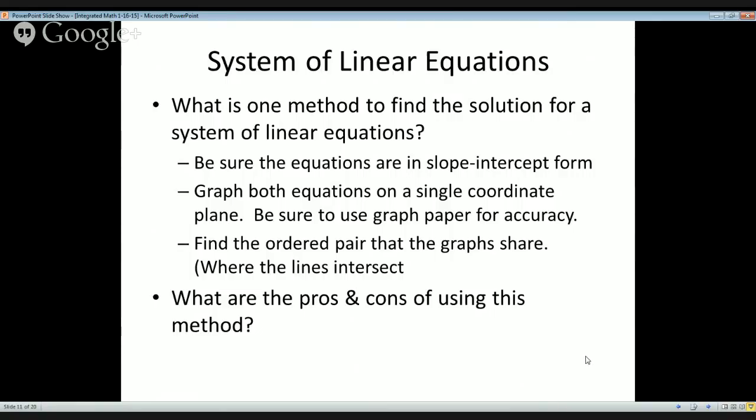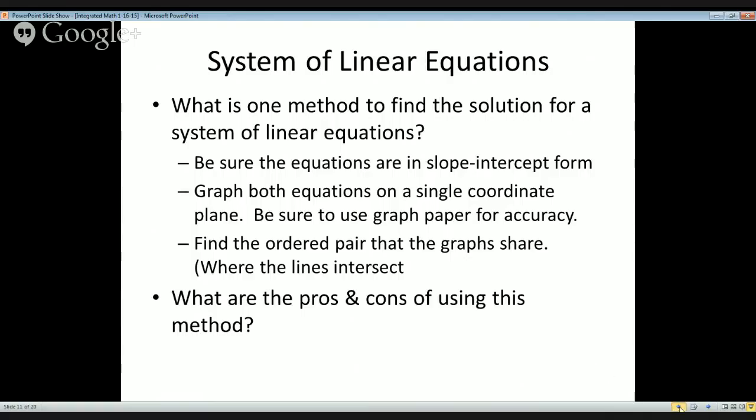Once you've graphed both equations on the single coordinate plane and you're using graph paper for accuracy, you need to find the ordered pair that the graphs share. That's where the lines intersect. Let's stop and think about it for a second.